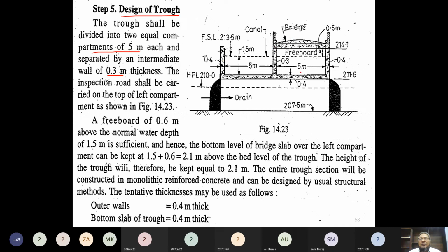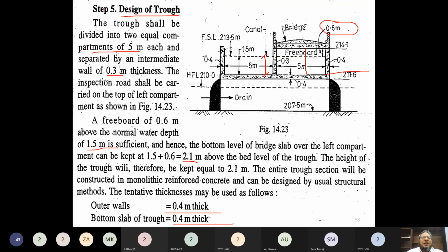And here we have to provide the road, as the depth of flow is 1.5 meter. So you will provide a free board of 0.6 meter above it. So 1.5 plus 0.6, how much is the total? 2.1 meter. Okay. So as you know, this level is given, so we can compute the other levels. The same is mentioned here. So the 2.1 meter total is this, and above that we have to put the slab. The thickness of the outer walls is 0.4 meter, and the thickness of the bottom slab or trough is 0.4 meter. So the slab thickness is 0.4 meter.